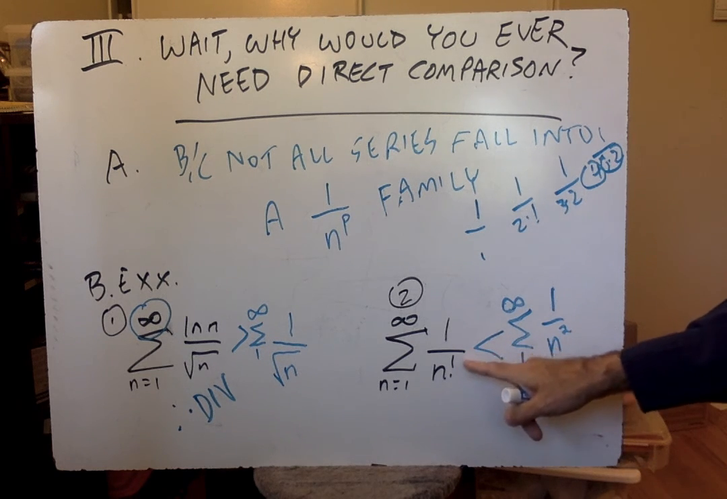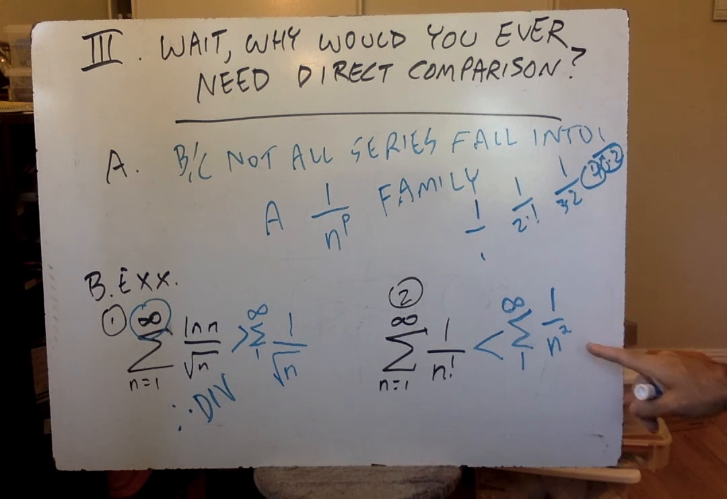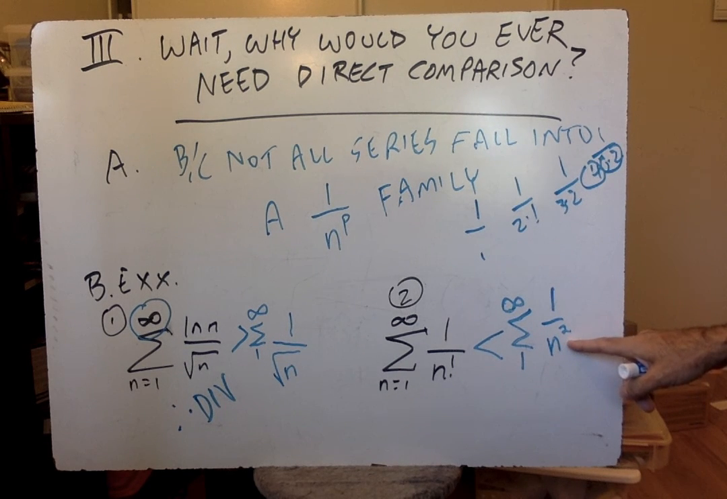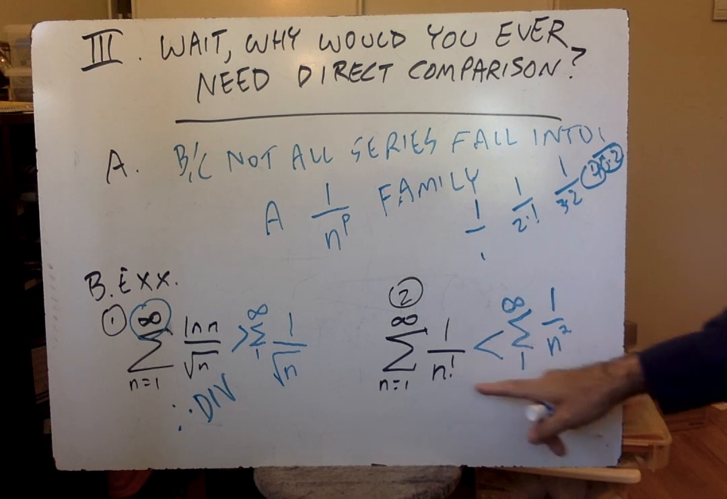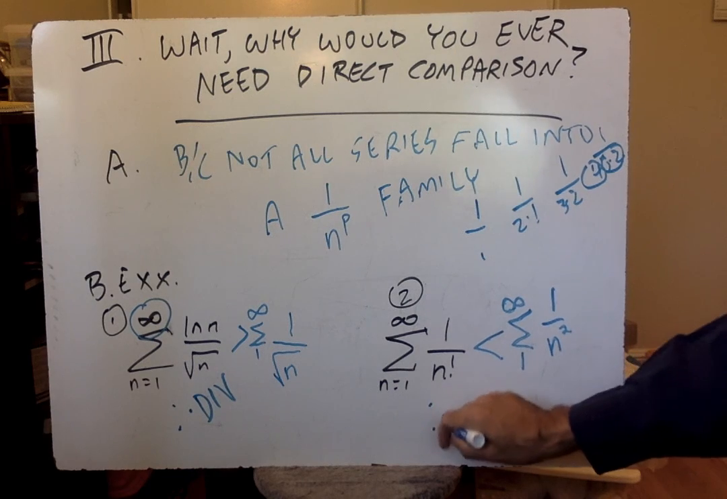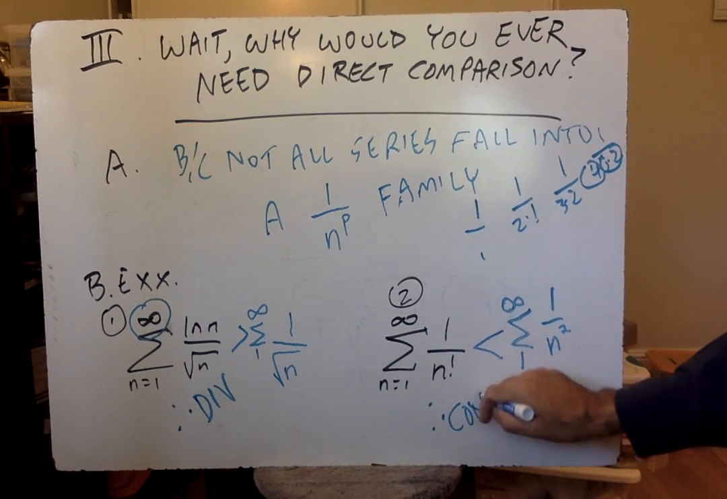So if you're asked to prove that this converges, this is the fastest way, a direct comparison to 1 over n squared. And it turns out because of growth rates, you could have put 1 over n cubed here, 1 over n to the 10th, 1 over n to the millionth. Eventually, 1 over n factorial will be smaller than 1 over n to the anything. All right, since we know this series converges, and this is smaller than a converger, therefore this series converges.